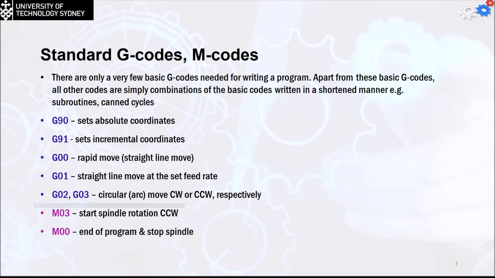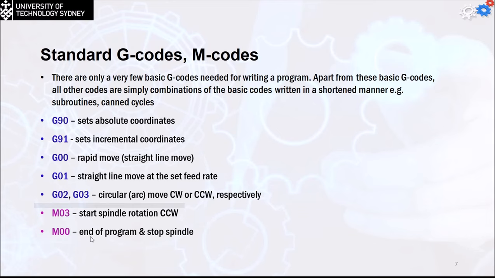G01 is going to be a straight line move at the set feed rate. That means we are going to perform some cutting with the cutting tool. The G02 and G03 are going to be the circular arc movement, either clockwise for the G02 or counterclockwise for the G03. The M03 is going to start the spindle rotation, and this usually is going to be counterclockwise.